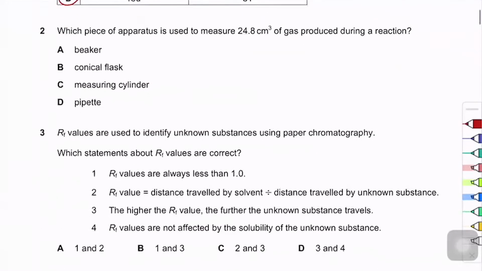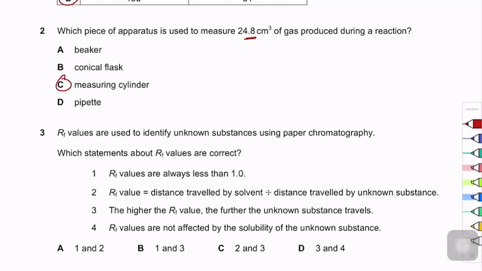Which piece of apparatus is used to measure 24.8? That 0.8 is a big hint of gas produced during a reaction. Because this is 0.8 and none of these options are ideal, to be honest, because beaker, conical flask, measuring cylinder, pipette, none of them are used to collect gases. They're all good for collecting liquids. But because we have to choose one of these, and there's a 0.8 thing that rules pipette out. And beaker and conical flask are terrible at measuring stuff. Beaker is primarily used to store stuff, and conical flask is primarily used to mix stuff. So measuring cylinder is the option that we'll go with.